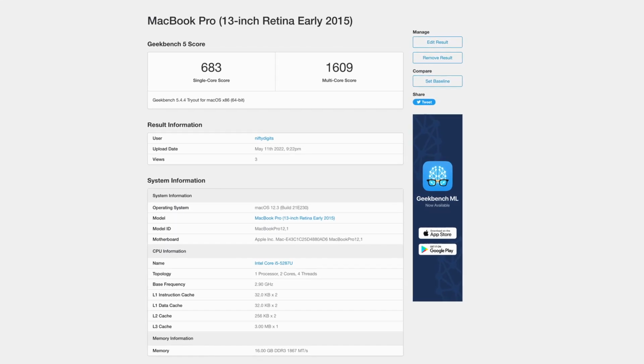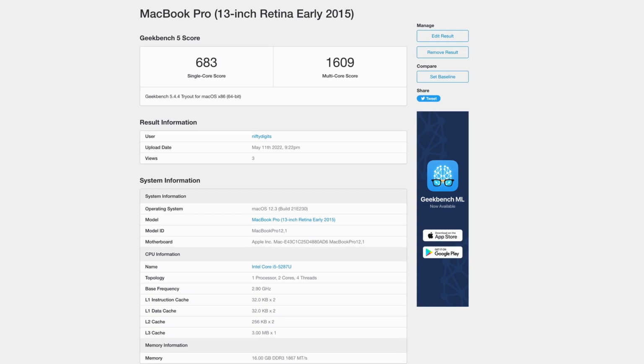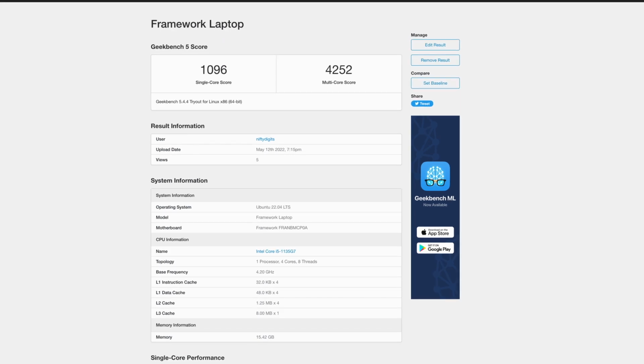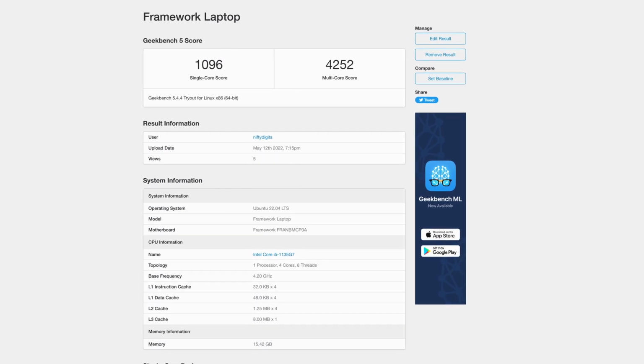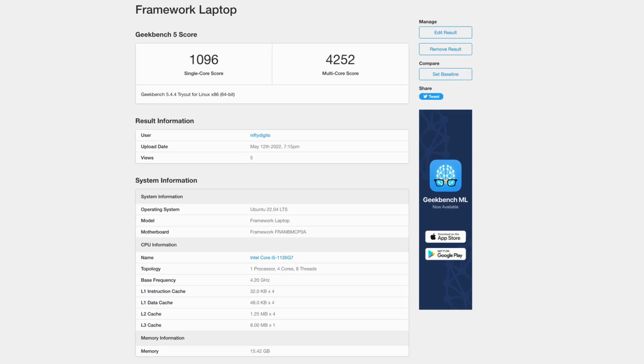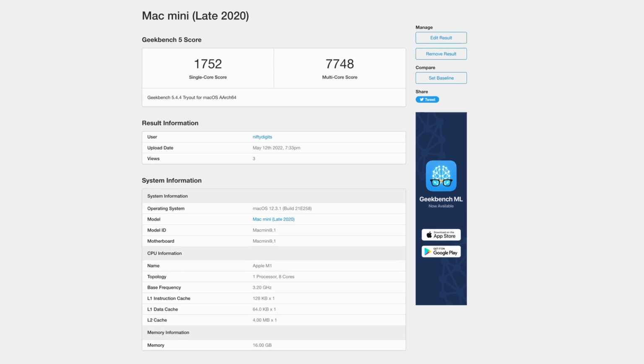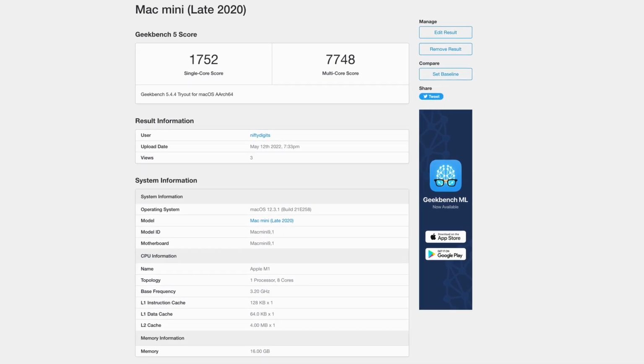Under Geekbench, my dual core 2015 MacBook Pro came up with a single core score of 683 and a multi-core score of 1609. The Framework laptop is 4-core and 8-thread, and it had a single core score of 1096 and a multi-core score of 4252. And I've also included my M1 Mac Mini, which has the same processor as the Air and has a single core score of 1752 and a multi-core score of 7748. So you're sacrificing something in terms of performance in order to gain the upgradability that the Framework has.